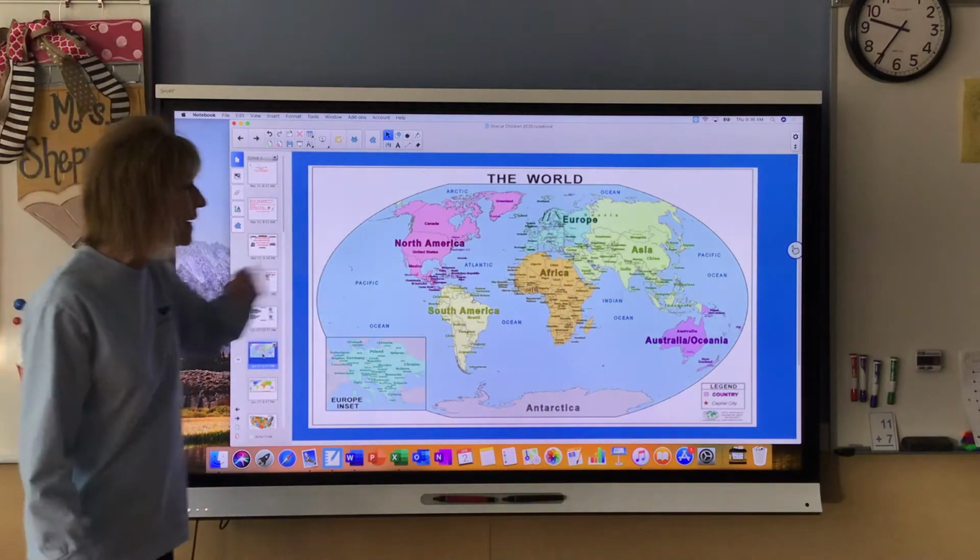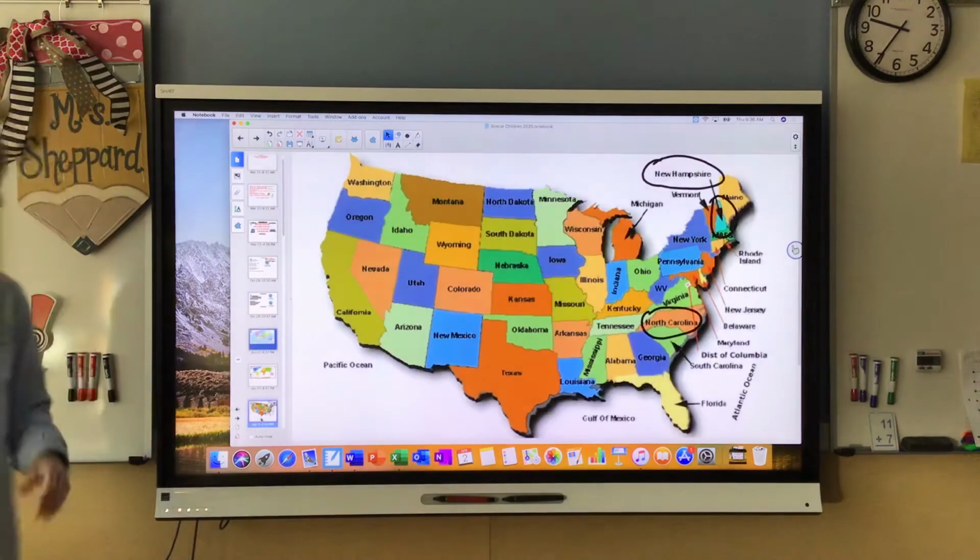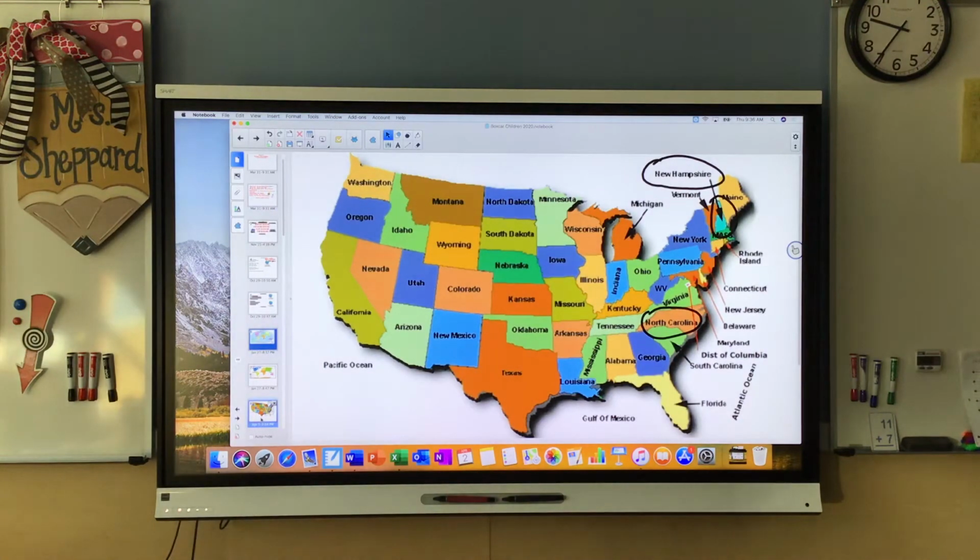Remembering our continent is North America. Map of the United States, our country. Some of you, Lawson, are working on learning all 50 states in the United States.